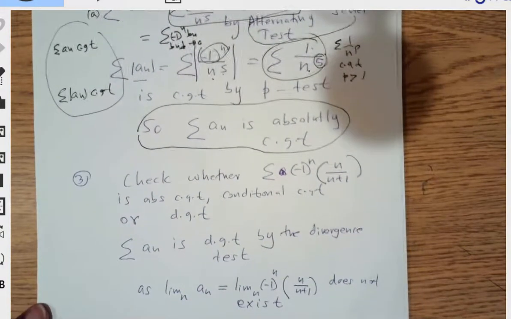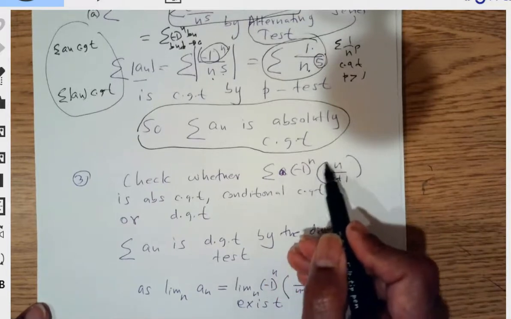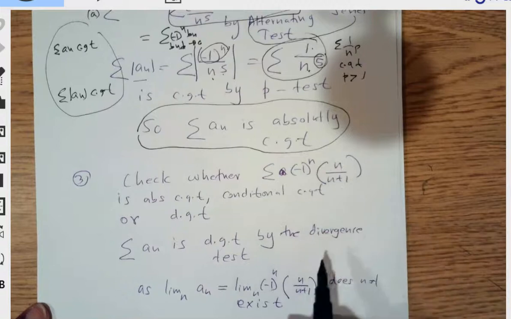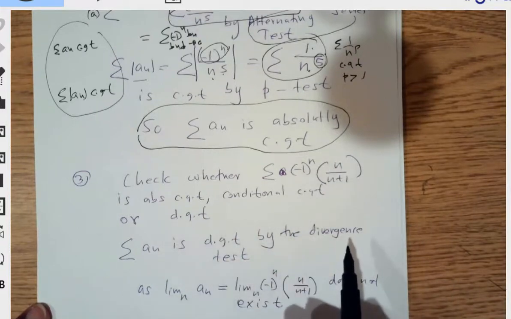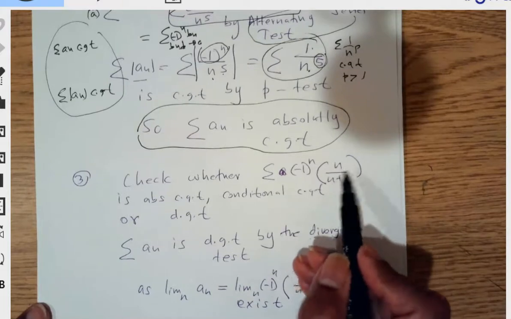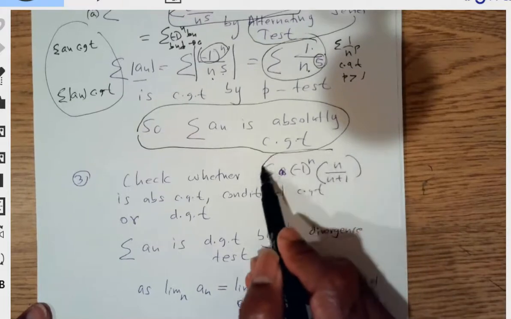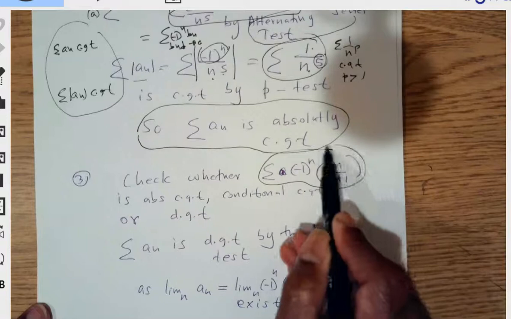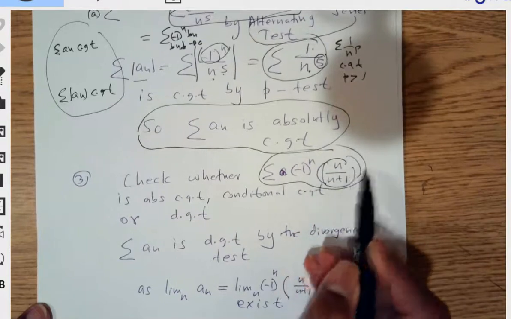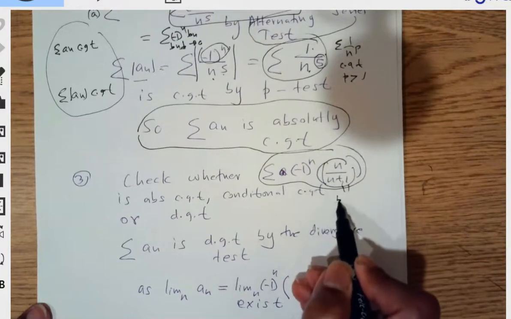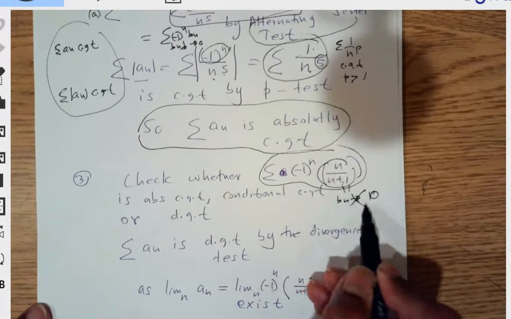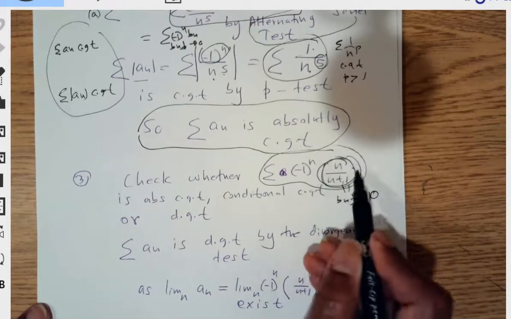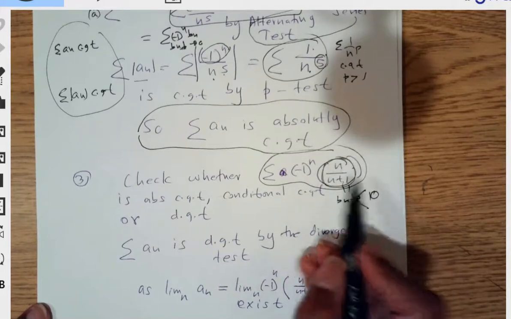In this example, let's consider sigma (-1)^n times n over n plus 1, and ask whether it's absolutely convergent, conditionally convergent, or divergent. We know from a previous lesson that the alternating series test doesn't work here because the b_n does not go to 0. As a matter of fact, it goes to 1. So the AST does not work for this one.